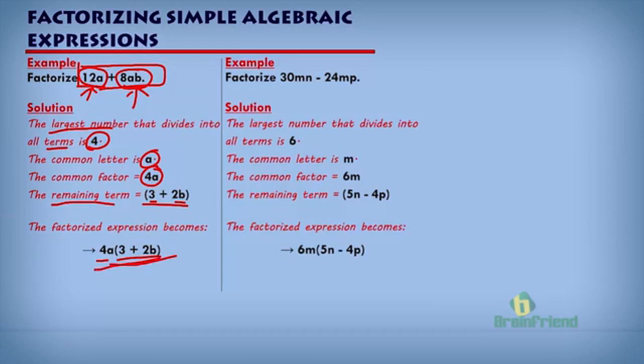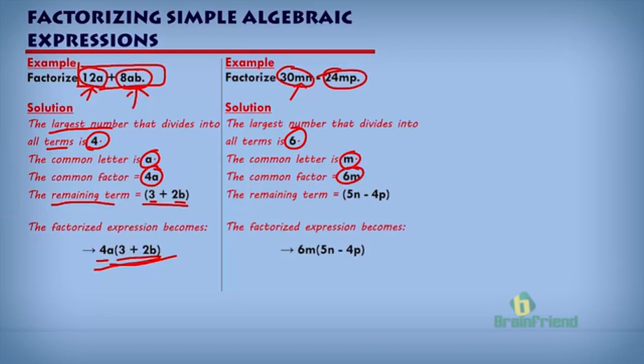Let's take a look at another example. Factorize 30mn minus 24mp. Again, we follow the same steps we listed earlier. Find the largest number that divides into each term, and that number is 6. 6 goes in 30 to give us 5. 6 goes in 24 to give us 4. A common letter in each term is also the letter m. So we have m. Multiply the largest number by that common letter, we have 6m. 6m is our common factor.